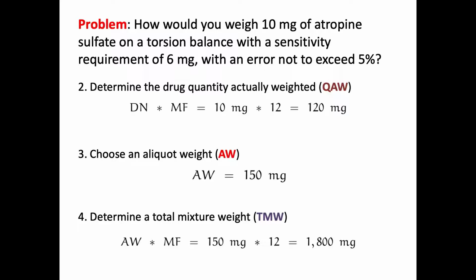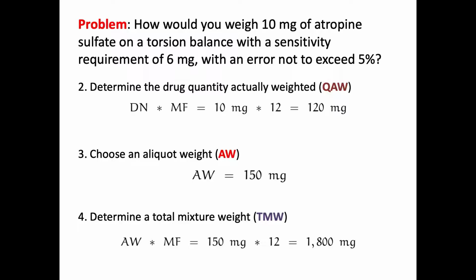We can't go lower than 120, which we said is our least weighable quantity. So our aliquot weight needs to be 120 or higher. So let's choose a higher one just so you can see that it works. Let's set it at 150 milligrams. Nothing special about that beyond the fact that it's a nice even round number that's greater than 120, not less than. So set the aliquot weight at 150.